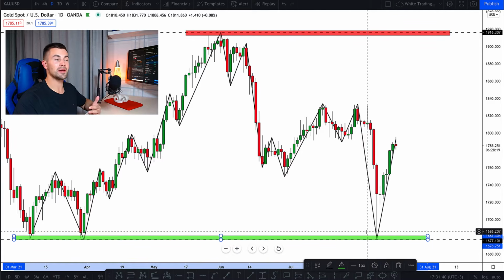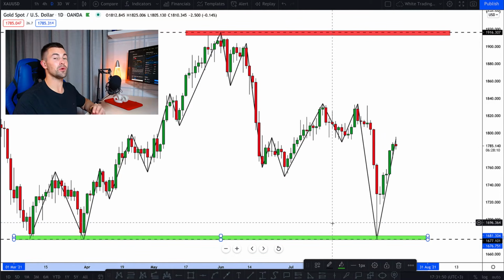So definitely we must consider that. Then we are looking for the key levels in between. Yes, we are looking for the key levels that the price respected within that range. So let's start with the resistances.